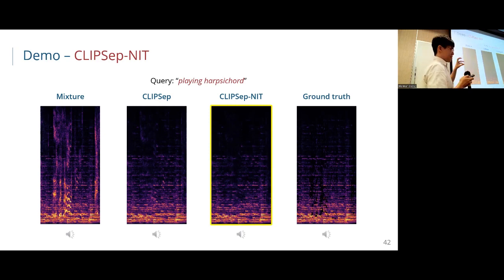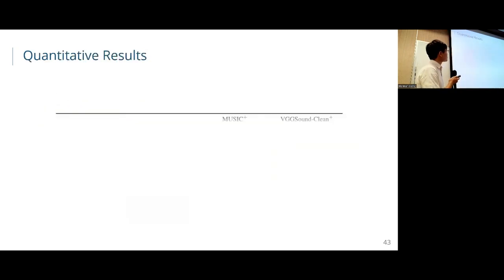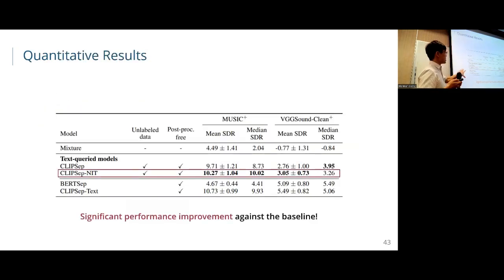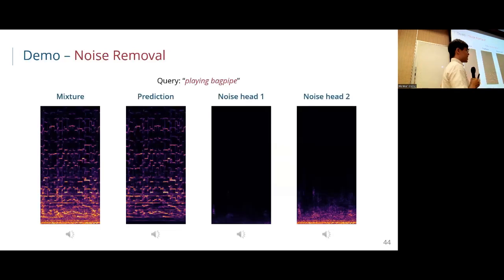Yeah, so you actually even make the noise sound less present. Cool, and also we can see in the numbers that we get a significant performance improvement when we are using the noise invariant training. And what's cool is that even though our datasets are all noisy data, we can actually achieve noise removal in the zero-shot setting.